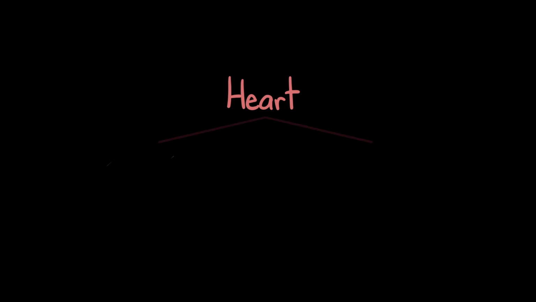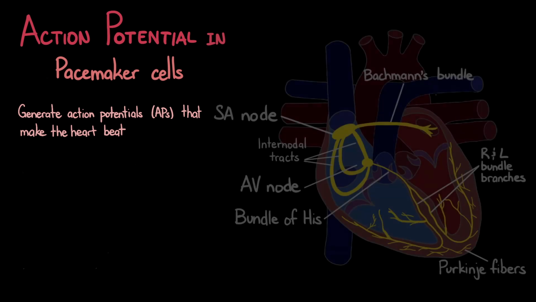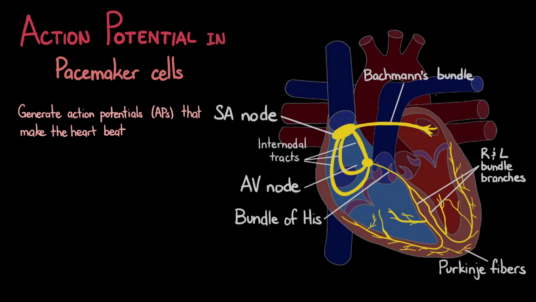The heart is composed of two different types of cells, cardiac myocytes and pacemaker cells. In this video, we will explore how an action potential is started in pacemaker cells. The pacemaker cells are responsible for generating the action potential that propagates through the heart muscle and make your heart beat. The pacemaker cells include all these parts, and most importantly, this special region of the heart right over here called the Sinoatrial Node, or the SA node.